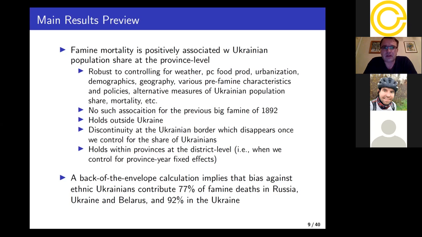So first, we find that famine mortality is positively associated with the ethnic Ukrainian population share at the province level. This is a very robust result. It stands if we control for weather, per capita food production, various demographic characteristics, geography, various pre-famine characteristics and institutions and policies, alternative measures of Ukrainians, and so on and so forth. This association is true only for the famine year. We check whether there is a similar pattern for the previous biggest famine for which we have data. This is the 1892 famine, the largest imperial famine in Russia. These results hold if we omit the Republic of Ukraine from our sample and consider variation in ethnic Ukrainians outside Ukraine.